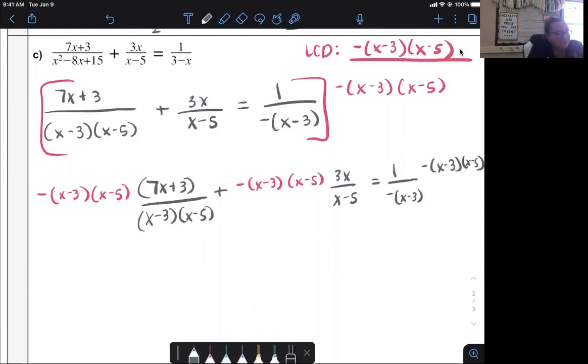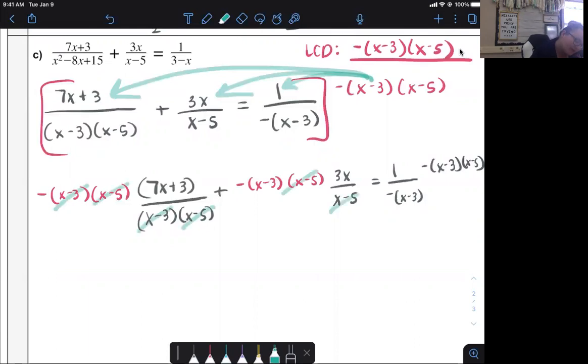I found my LCD was negative times x minus 3 times x minus 5. So I multiplied the whole equation by that. I distributed it to each fraction. And now I'm going to see what cancels. x minus 3 cancels x minus 5, x minus 5, and then the negative and the x minus 3 cancel for this one. I meant to put those in different colors.